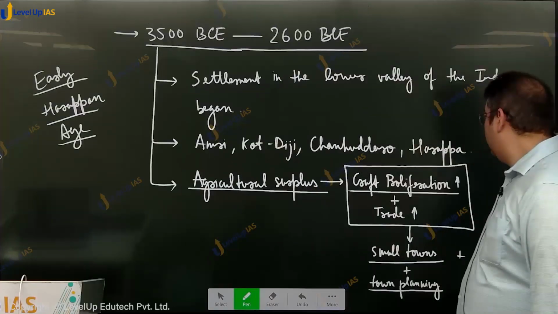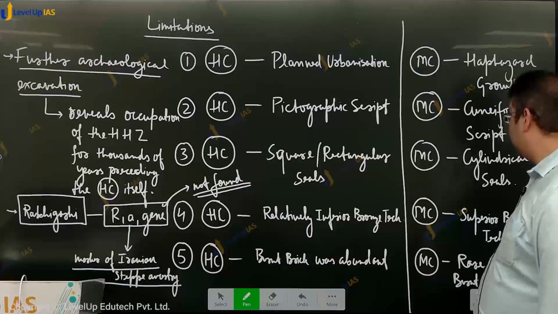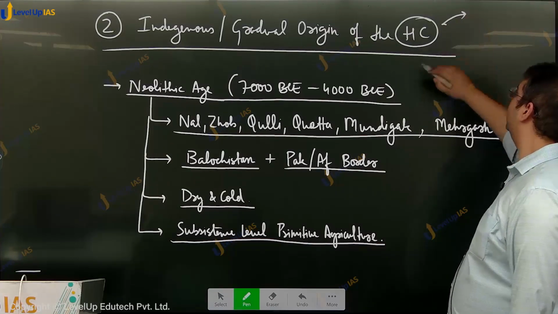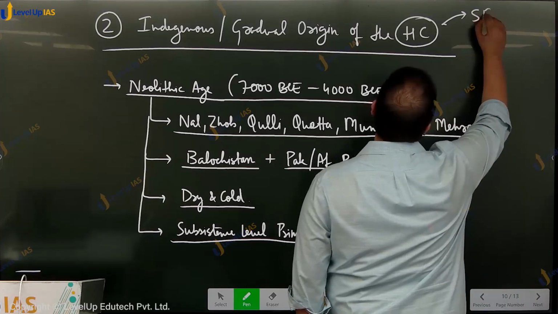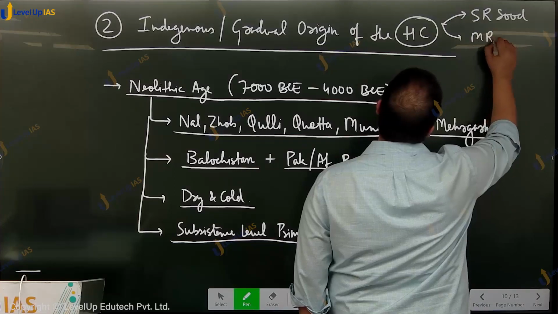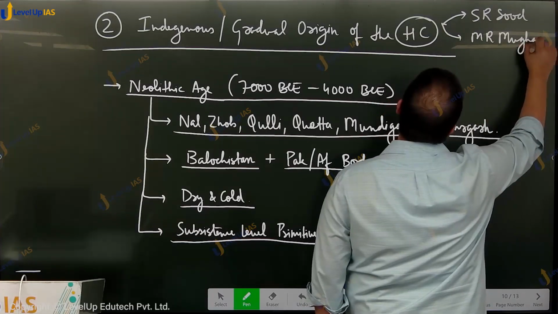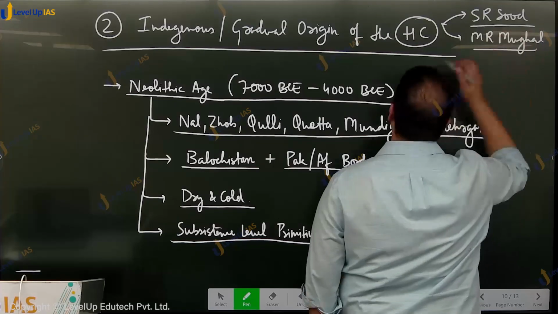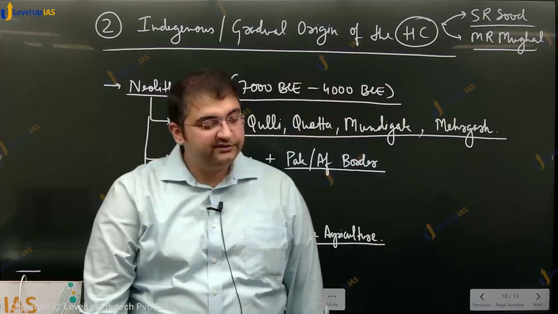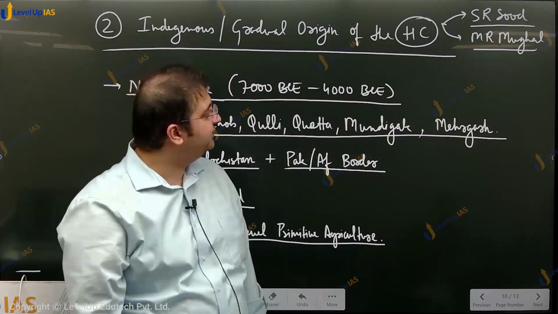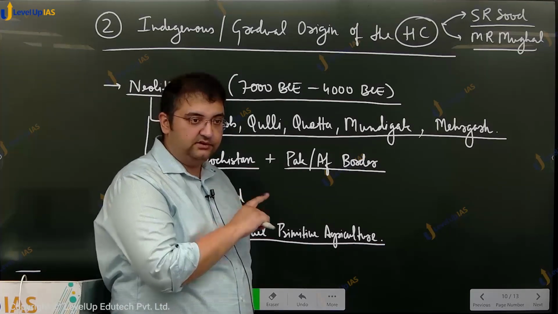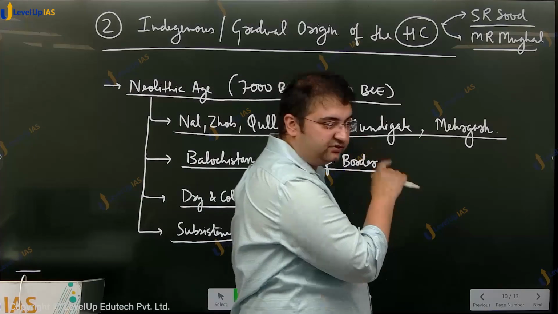Now, who were the important scholars associated with this particular theory? दो नाम, S.R. Sood and M.R. Mughal. ठीक है? Out of these two theories, which one do most historians believe is the correct explanation? First or second one? Second one, that is the theory of indigenous or gradual origin.